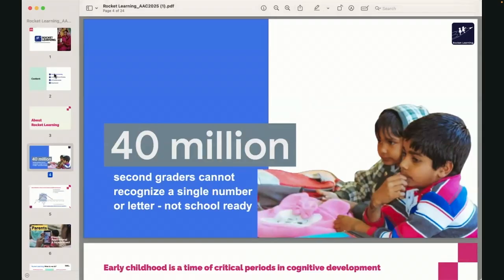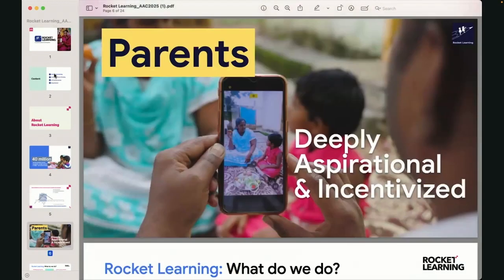So I told you about Rocket Learning. Now the problem today in India is that about 40 million children in grade 1 and 2 cannot recognize a single number or letter. And so that's a huge problem. As I mentioned, a lot of the brain development happens by the age of 6. So that's what we're trying to solve. We're engaging with caregivers, both parents and teachers, and they're actually quite aspirational for children. They're quite incentivized socially and for their kids to actually engage with children on learning.